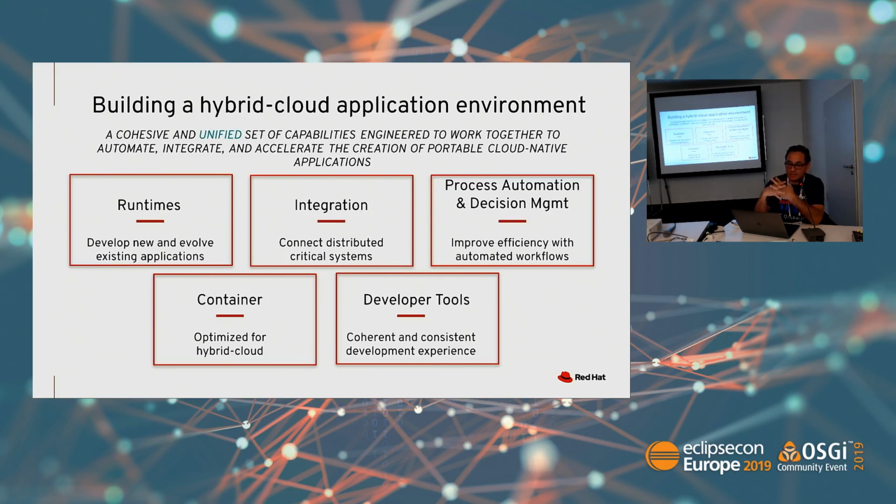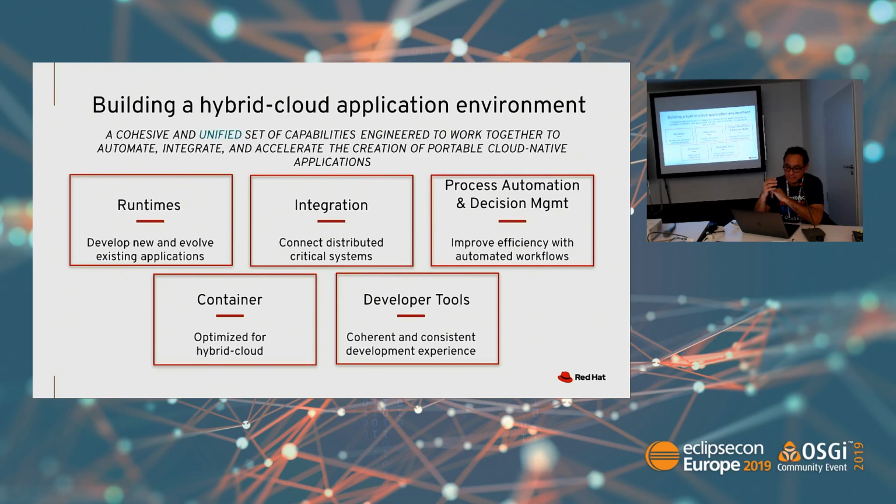So when we talk about this application environment, how do you build a hybrid cloud application environment? This environment needs to be a cohesive and unified set of capabilities engineered to work together to automate, integrate, and accelerate the creation of portable cloud-native applications. And it needs to have 5 sets of capabilities.